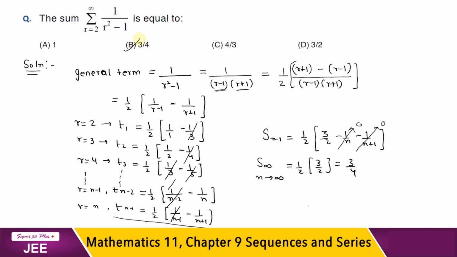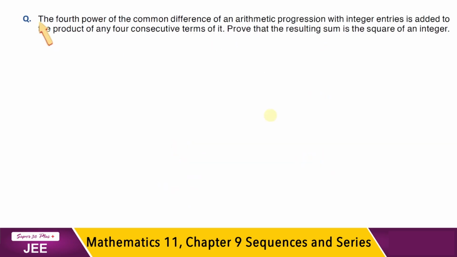So I hope everybody has understood this problem and has become acquainted with the technique to solve such series in which the general term can be split as the difference of 2 terms, so that the terms get cancelled off in a particular fashion and the calculation becomes very simple in order to arrive at the answer. So let's move forward and see our next question.